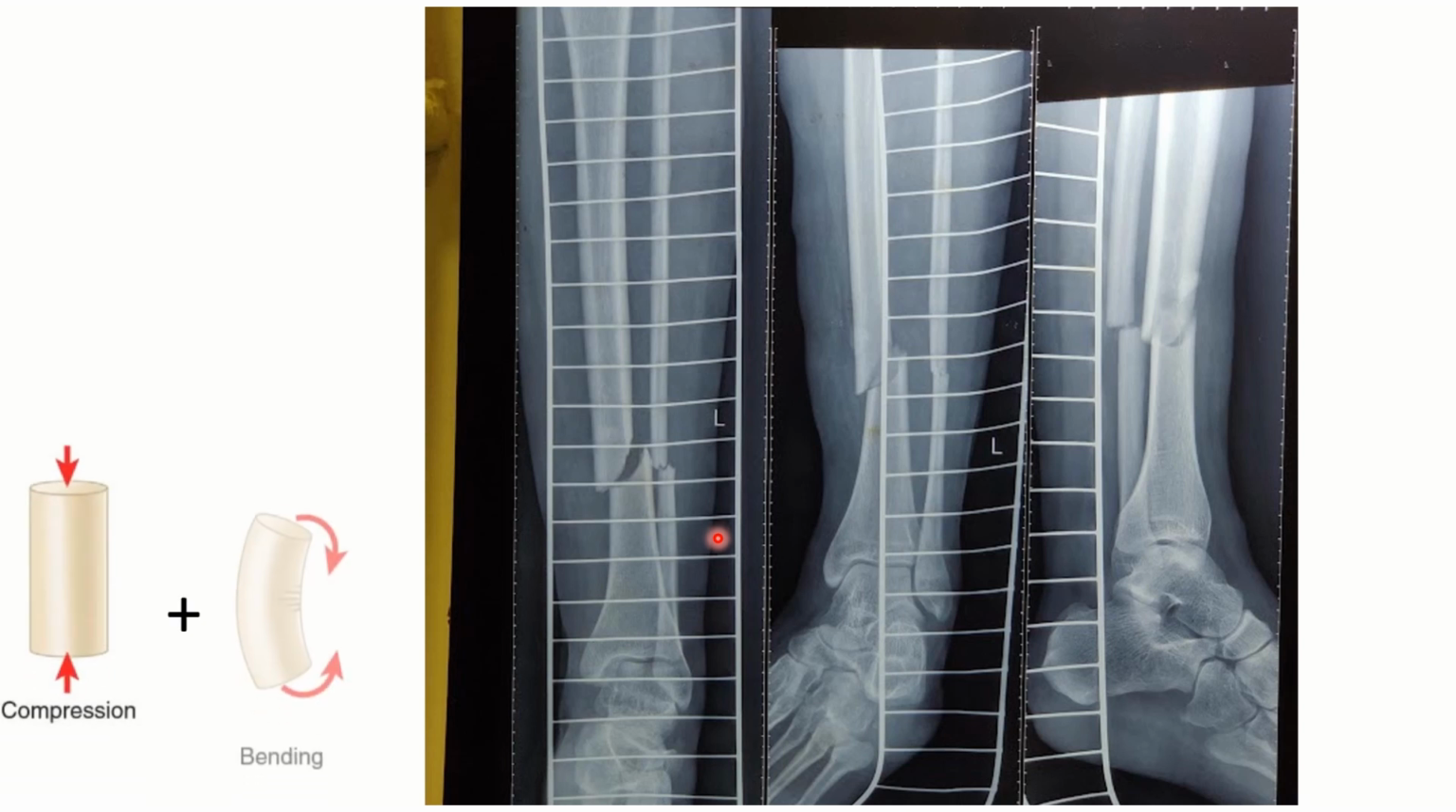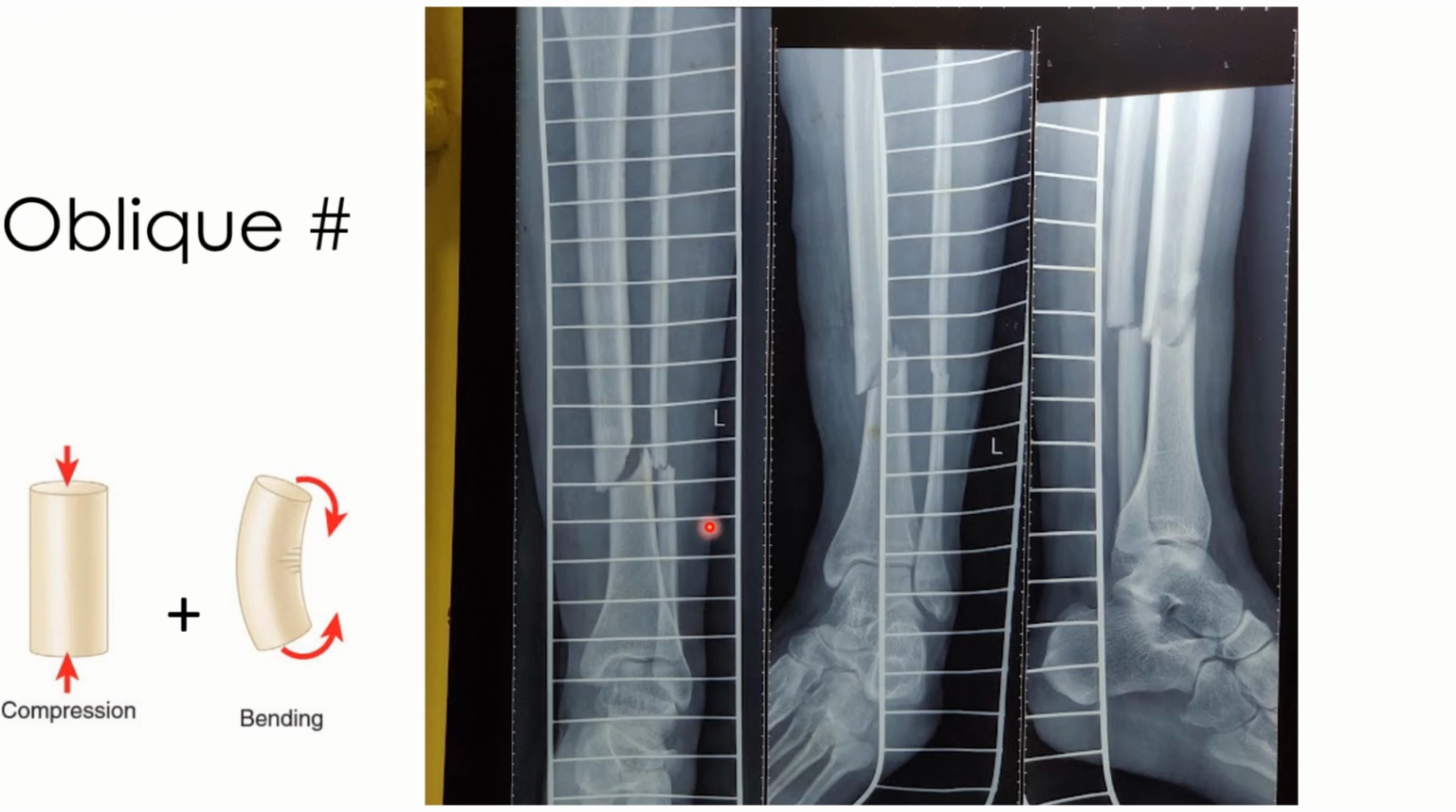An oblique fracture is caused by a combination of compression and bending, and it makes an angle of more than 30 degrees with the horizontal. Here the angle that is made between the fracture line and the horizontal would be more than 30 degrees.